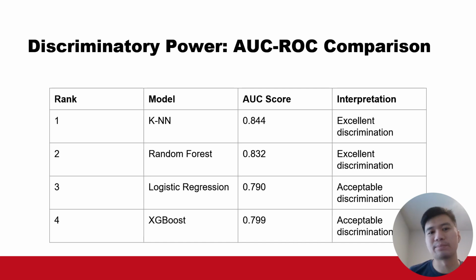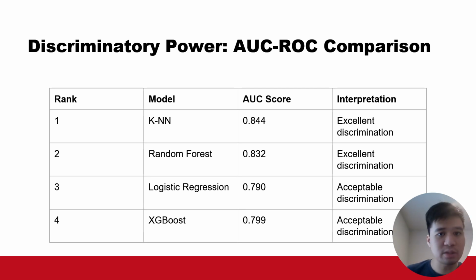It's like flipping a coin. An AUC of 1 would be perfect discrimination. Our best model at 0.844 is much closer to perfect than to random, which is ideal for our real-world data set. Now, we can see that all of our models exceed 0.79, which indicates that the features that we're using, the clinical measurements, the diagnostic tests, and the patient characteristics, are genuinely informative for predicting heart disease, and this gives us the confidence that these models could provide real clinical value.